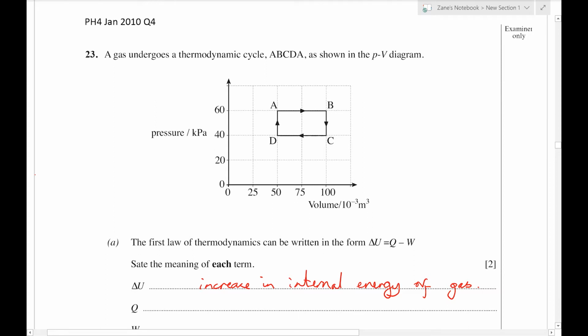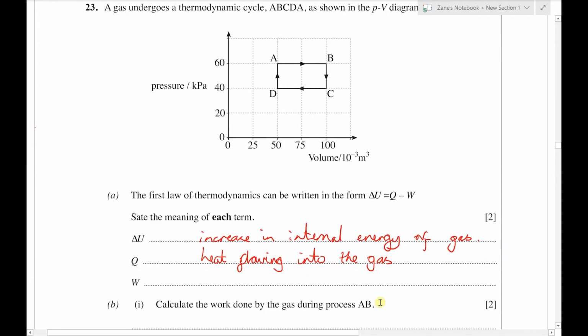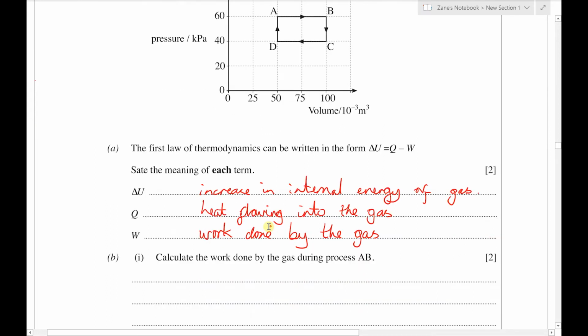Q is heat flow, but again we define it in terms of it being positive. So Q is the heat flowing into the gas. W is work done. Can't hedge our bets here by just saying work done or work done on/by. We've got to define it as the work done by the gas. So make sure those definitions are learnt very carefully. Easy to throw marks away.